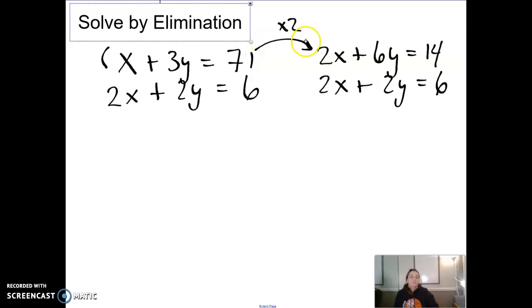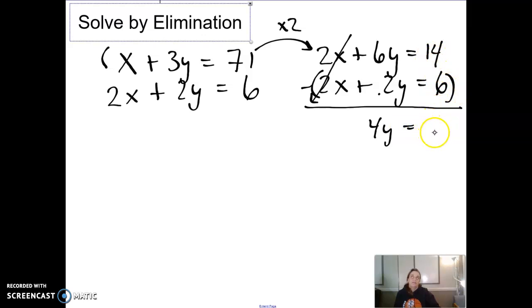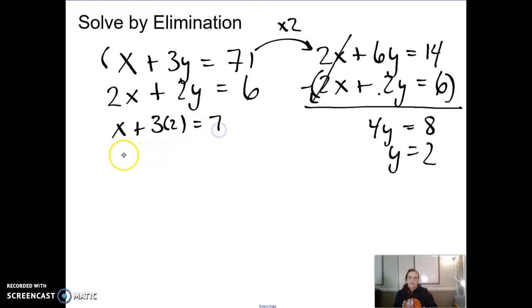By multiplying, I have now created a common coefficient. So now if I subtract both sides, these terms go away. Minus 2y leaves me with 4y. 14 minus 6 leaves me with 8. And y equals 2. I can go back and substitute. x plus 3 times 2 equals 7. x plus 6 equals 7. So x equals 1. And my solution is 1, 2.